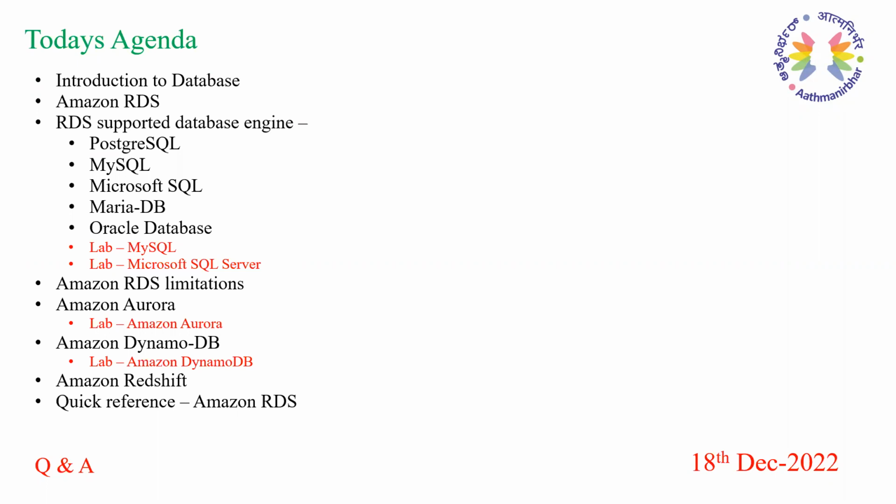In today's class, we will be covering Amazon RDS, that is Relational Database Service. It is one of the most important topics in AWS Cloud Computing. The agenda for today's class is displayed on your screen. The first topic for today is Introduction to Database and DBMS, Database Management System. Before we move on to the slide, can someone tell me what is a database? Why do we use it and where do we use it?